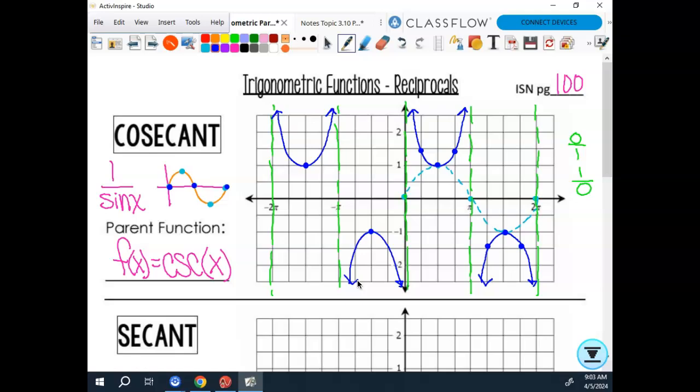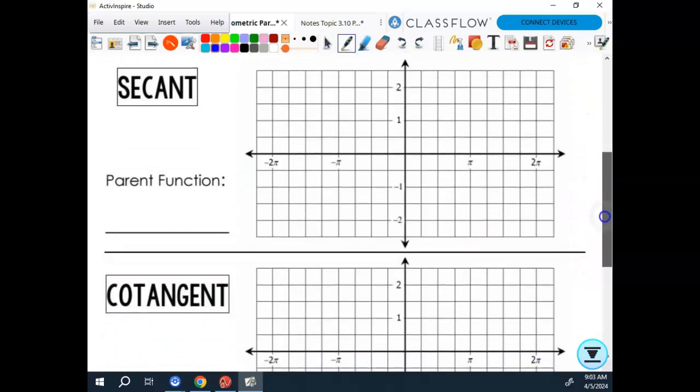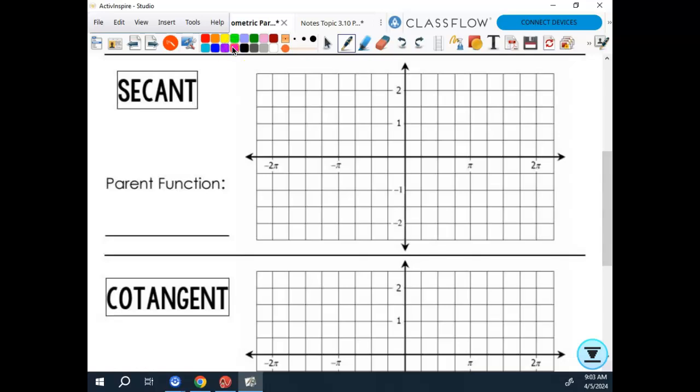So then let's move on to secant. What is secant the reciprocal of? Sine. So is it the reciprocal of sine? Wasn't cosecant the reciprocal of sine? It's cosine. So f of x equals secant x is my function. That gives me 1 over cosine x. So I'm going to graph my cosine function, and it looks like this, right?